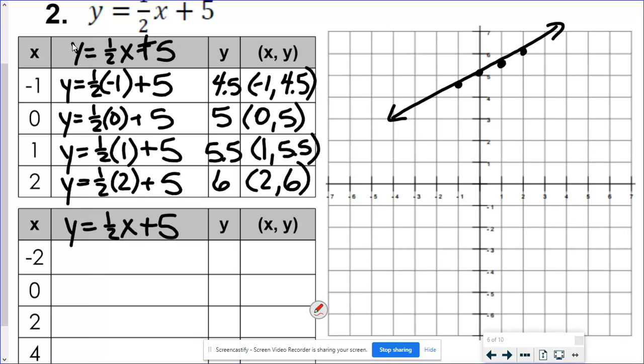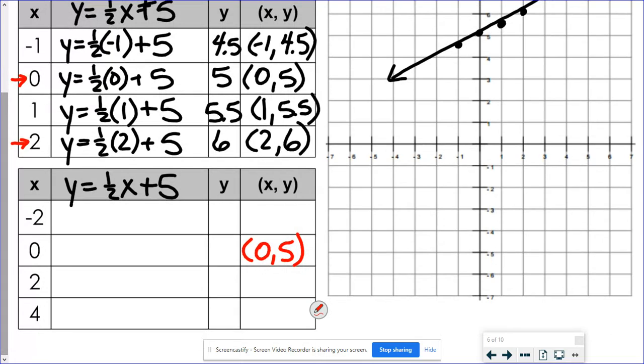When I use different numbers, I want you to be thinking about why I may have picked the numbers that I picked. First of all, look at the answers that were really nice. 2 gave me a really nice whole number kind of an answer. 0 gave me a really nice whole number kind of an answer. In fact, since I already did those, I'm just going to say I already know that when I put in a 0, I'm going to get 5. And when I put in my 2, I already have that one. That's going to be 6.